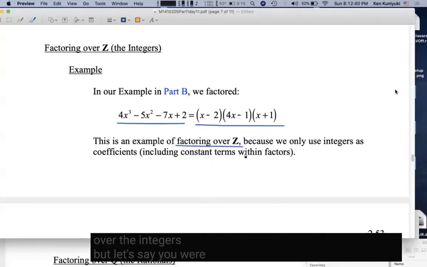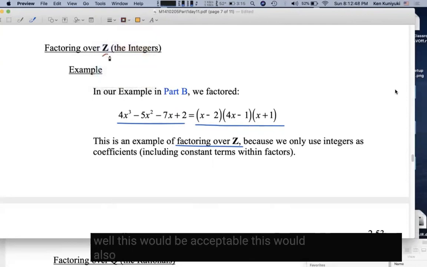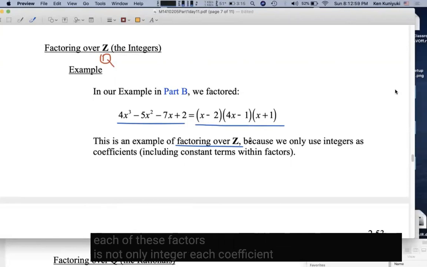But let's say you were told to factor over Q, the set of rational numbers. Well, this would be acceptable. This would also be an example of factoring over Q, the set of rational numbers, because each of these coefficients in each of these factors is not only integer, each coefficient is also a rational number.